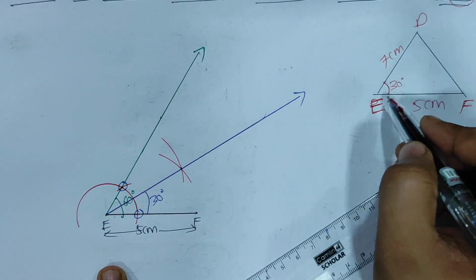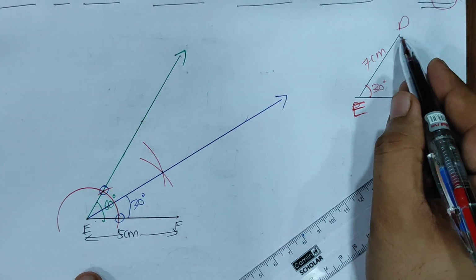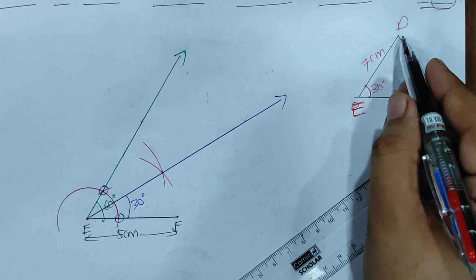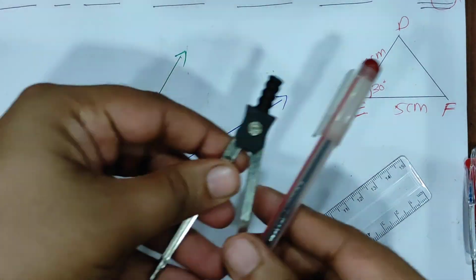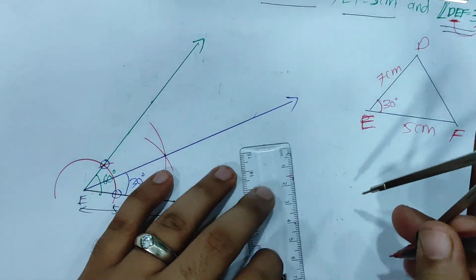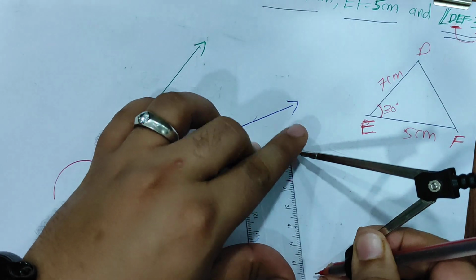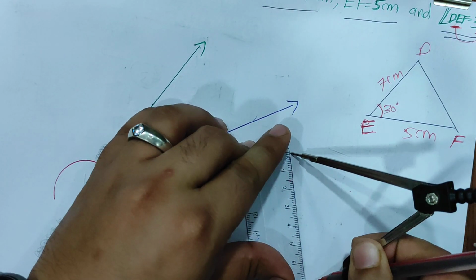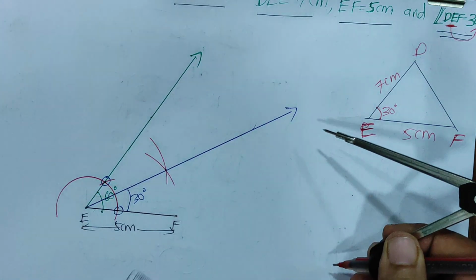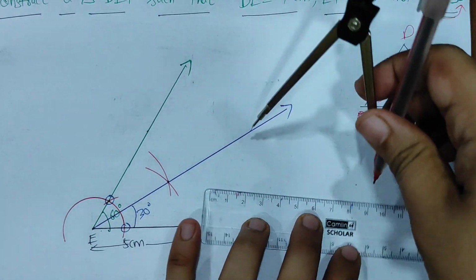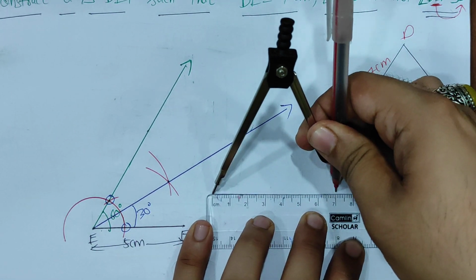Now I want 7 centimeter. After 7 centimeter, this is point D, right? After 7 centimeter, this is point D. So how to do it? Now in the compass, you will take 7 centimeter, please. Okay. So now in the compass, I'll take 7 centimeter in the compass. Okay, see, I took here 7 centimeter from here to here, 7 centimeter.